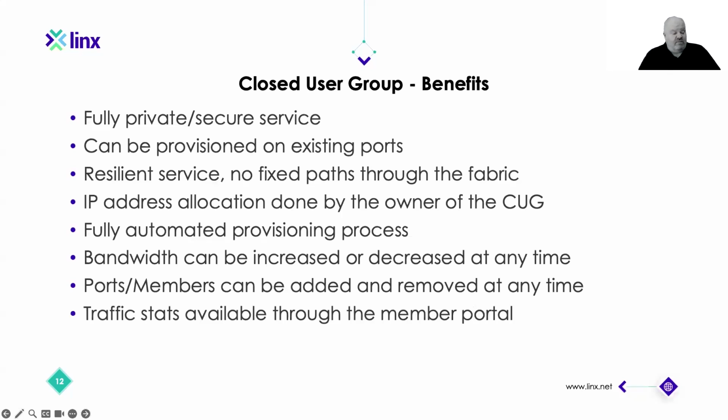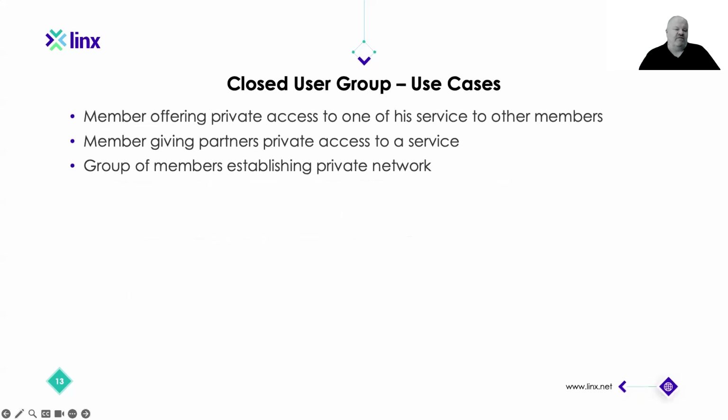And again, the same, no surprise here. Traffic stats are available, of course, for the service. The members who join it obviously only see their connection. The owner of the closed user group actually sees the bandwidth of all of the ports that are connected to his closed user group. He can see the traffic across all of them.